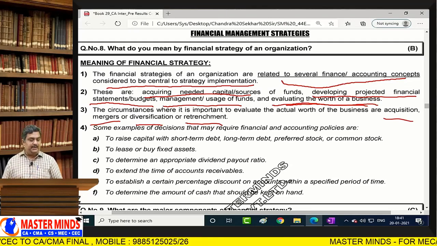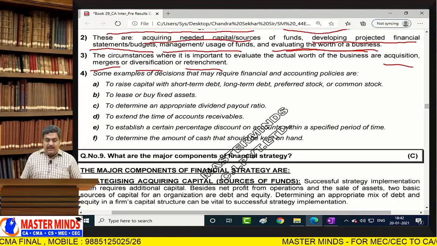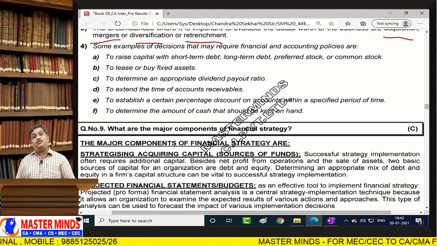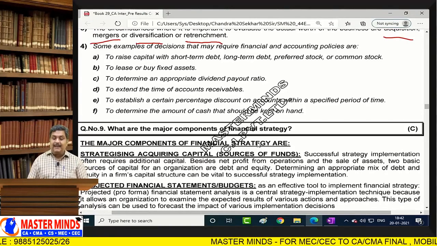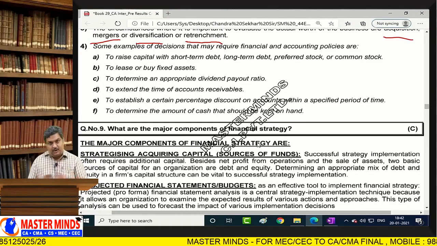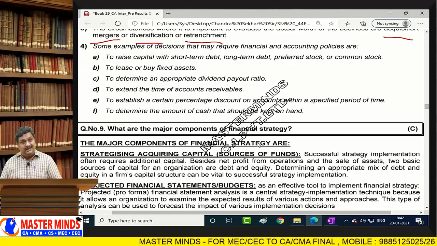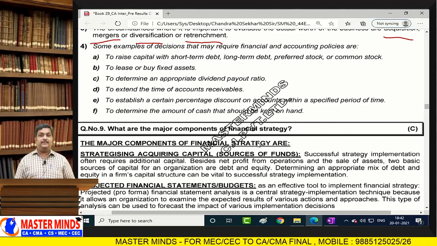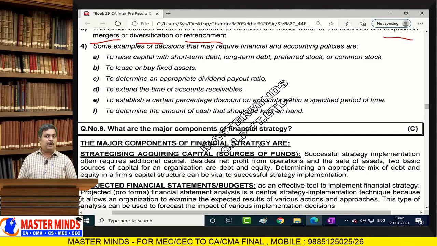Okay. And see, why do we require financial and accounting policies for our organization? That is, we want to raise capital in our organization. And you can raise capital through short-term debt or long-term debt. You can issue some shares, equity. So these are all the probable ways.